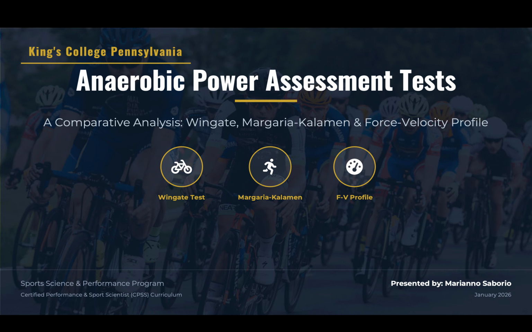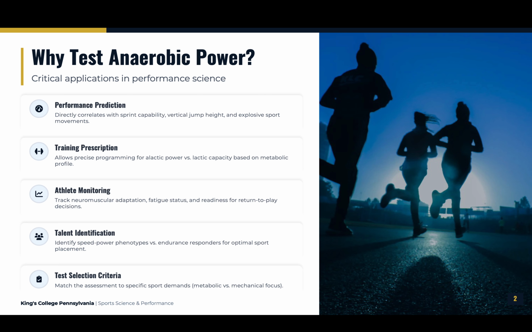Today we're going to talk about anaerobic power assessment tests. It's a comparative analysis of the Wingate, Margaria-Kalman, and force-velocity profile. Why test anaerobic power? Because this helps with performance prediction. It also helps with training prescription and athlete monitoring. Also, you can do talent identification, and you have test selection criteria.